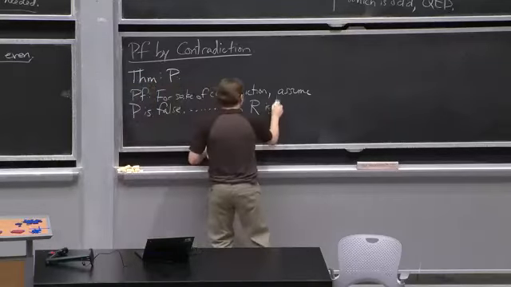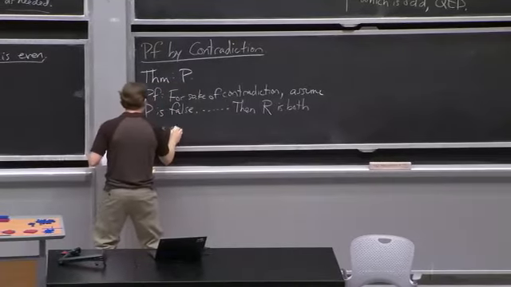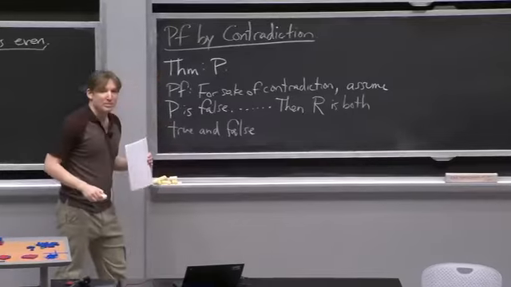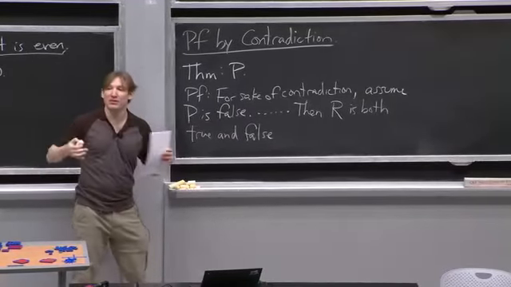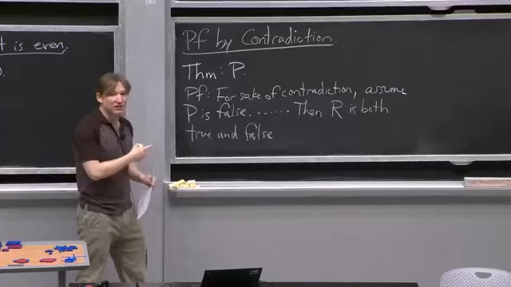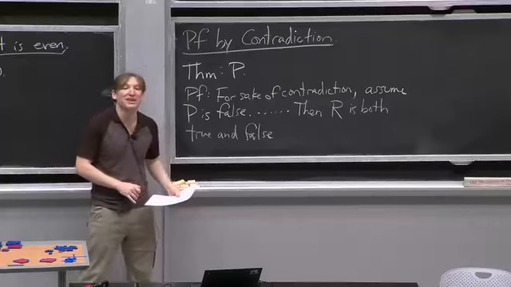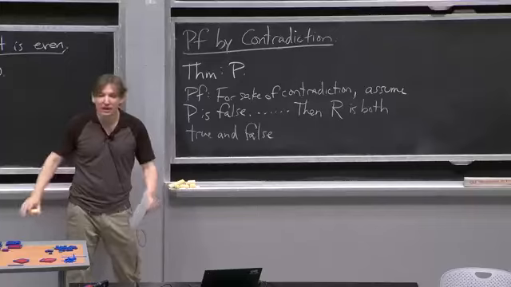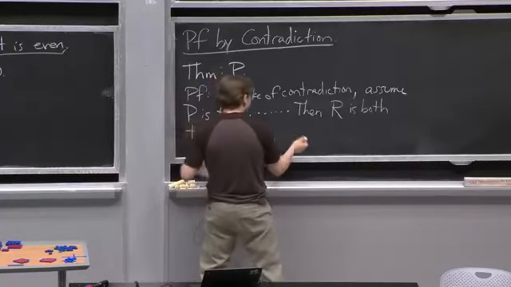Then R is both true and false, which is bad. That breaks math. Propositions are supposed to be true or false, not both. That's a sign that our set of axioms is inconsistent. And remember, that's the one thing we don't want them to be. If something's true and false, then everything's true and everything's false. And that's bad. Let's not break math, which is a contradiction.